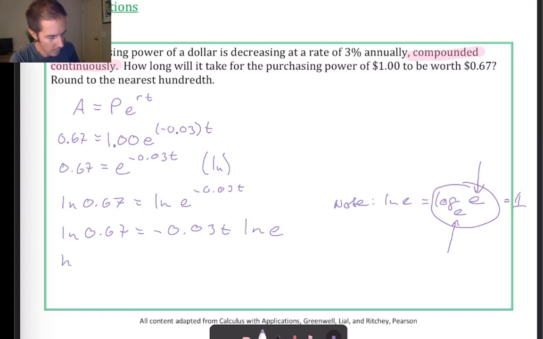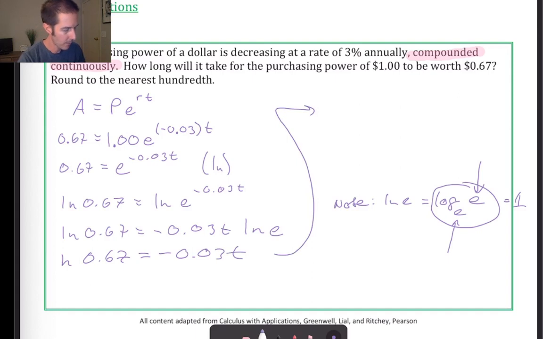So the natural log of 0.67 equals negative 0.03 t. Divide both sides by negative 0.03 in order to isolate our t value on the right hand side. So we have natural log of 0.67 divided by negative 0.03 is equal to t, and then we have to type this into a calculator in order to get our t value.